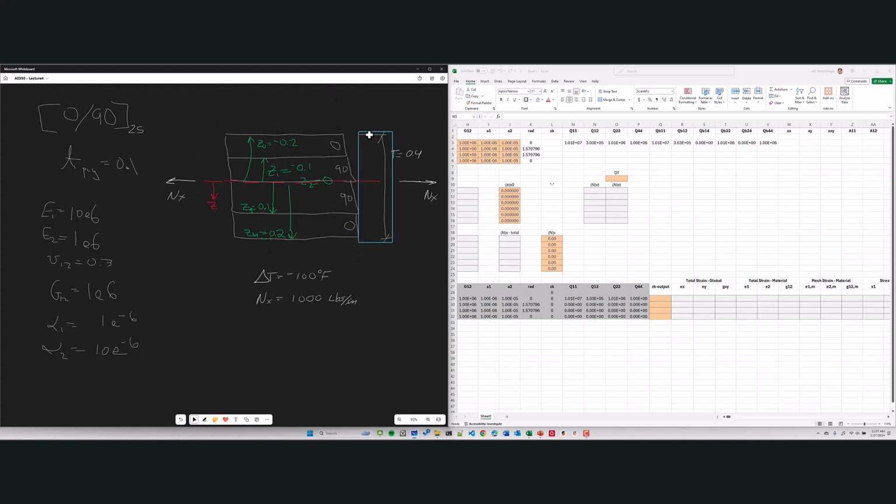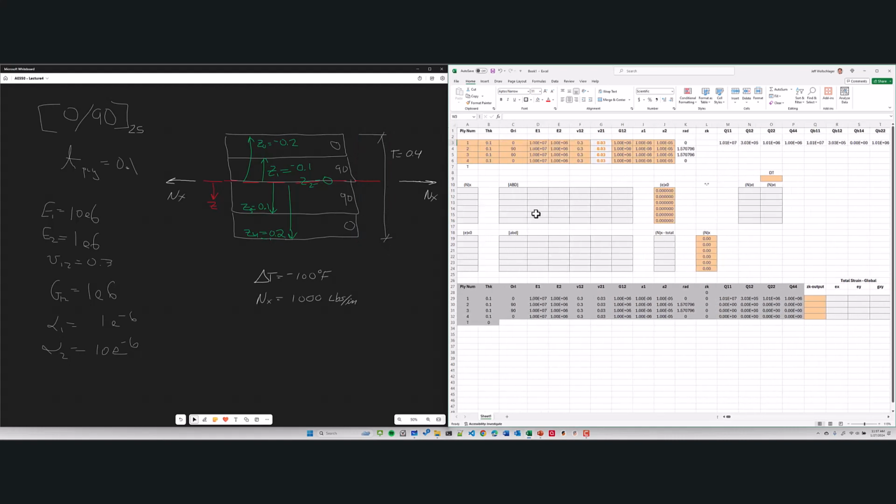And the first thing that I do is I always calculate the total thickness, right? And so that's easy enough in our spreadsheet, actually. If I know the thickness of every ply here, all I have to do to get the total thickness is I could just sum them up.